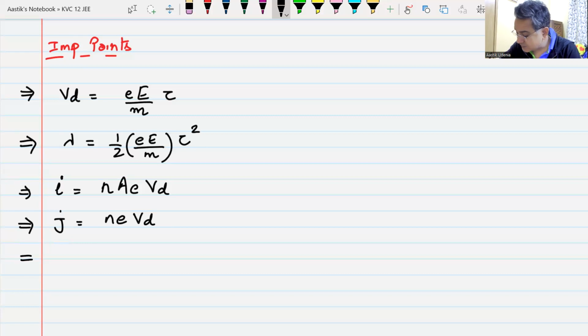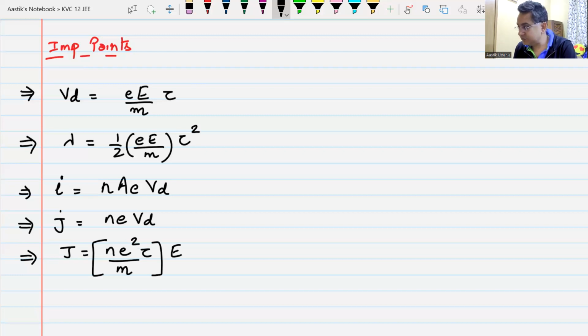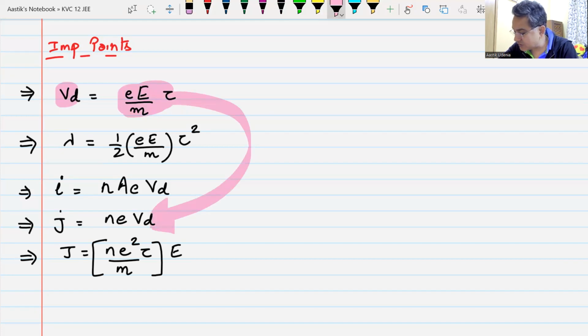Now, if I just write the value of Vd as (E/m) tau, I can write it as I by A, which is n e square by m into tau, multiplied by E. I can write it like this. Do we understand how I've written this? I have put the value of Vd from here into this equation. Do we understand this?